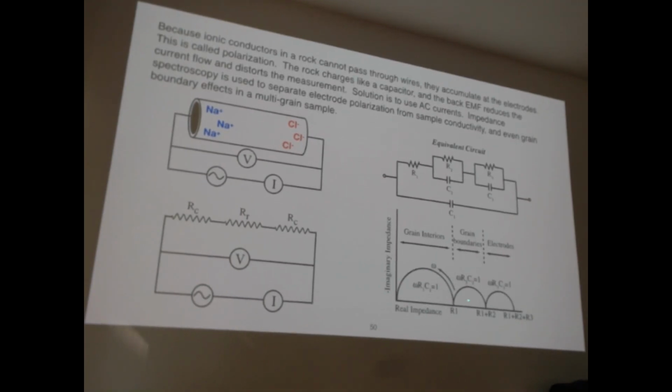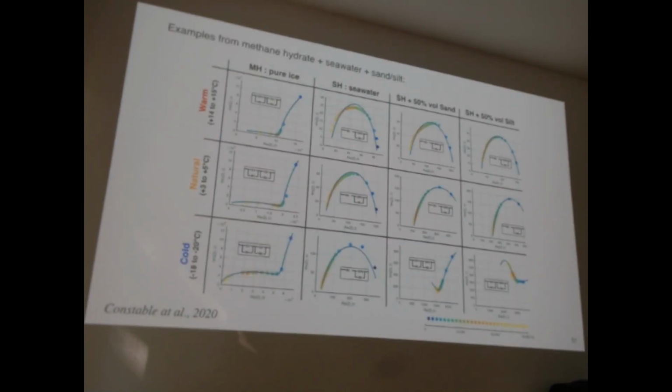This is called a Cole-Cole diagram. The lowest frequency arc is associated with the actual rock itself, and these higher frequency arcs are associated with the electrode surface. And so here's an example from some of my work.